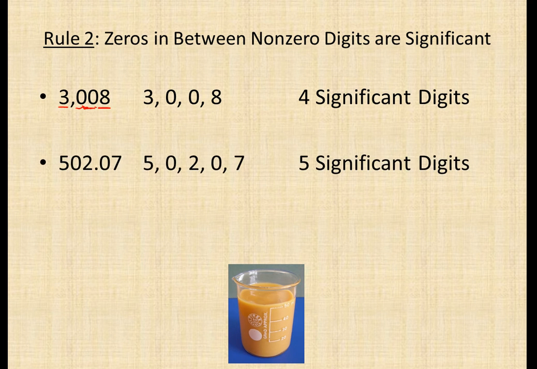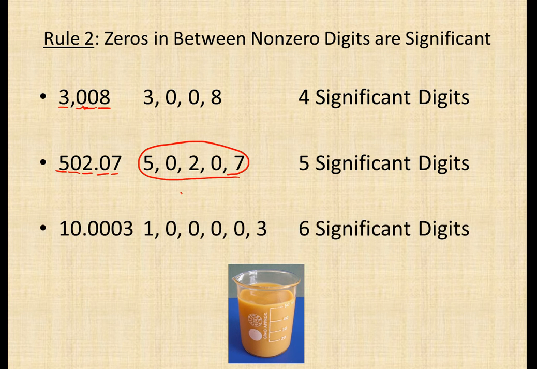Another example, we look here and we have 5, 2, and 7. Those are all non-zero digits, and so we know because of rule 1 that 5, 2, and 7 are all significant. And then we have this 0 here, and this 0 here, which are between the non-zero ones, so they are also significant. So we have 5, 5, 0, 2, 0, and 7. And when we add all those up, there are 5 total significant digits.